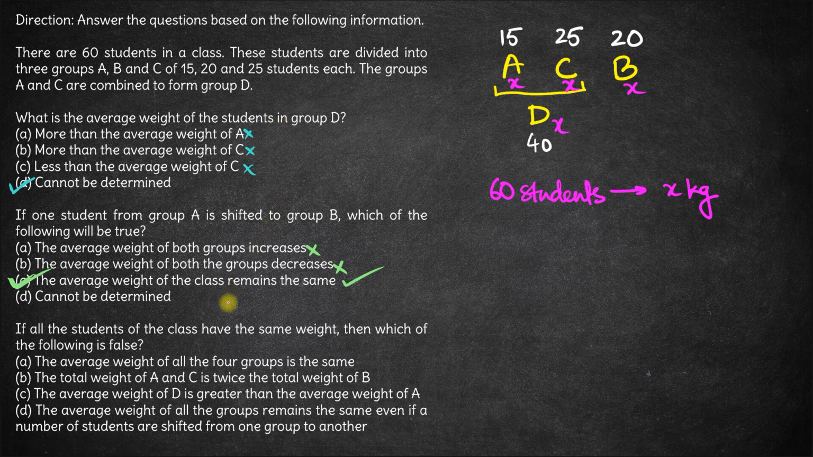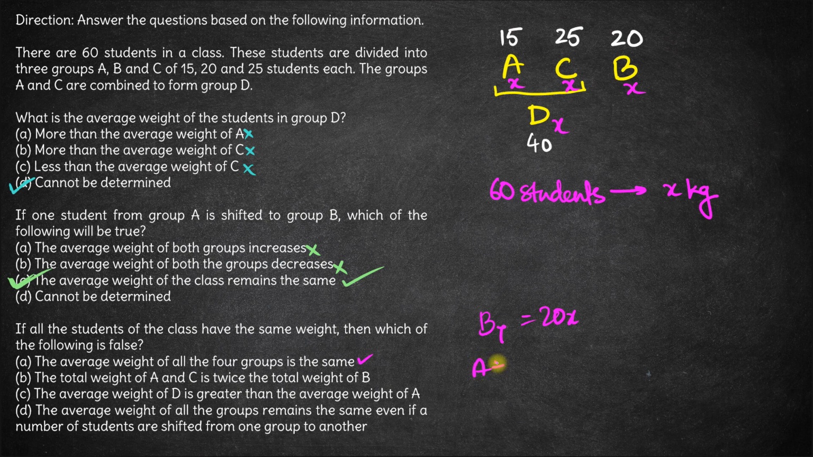Now let us look at the options. First option, the average weight of all the four groups is the same. This is correct, right? What we need to figure out is which of the following is false. So this is correct, this is not false. Next, the total weight of A and C is twice that of the total weight of B. Let's see, the total weight of B: the number of students is 20 and the weight of each student is x. So for B, the total is going to be 20x.